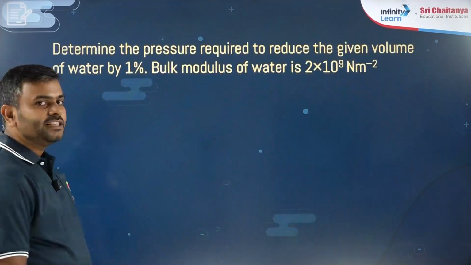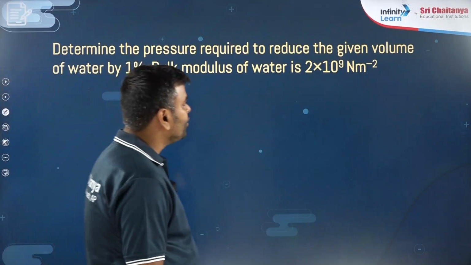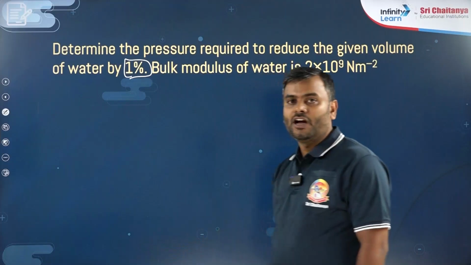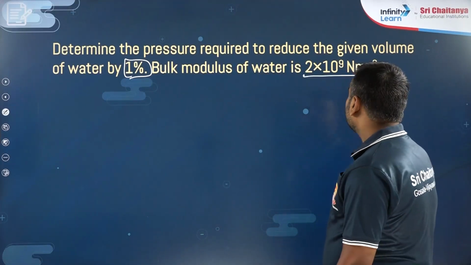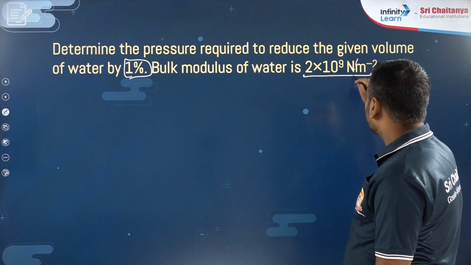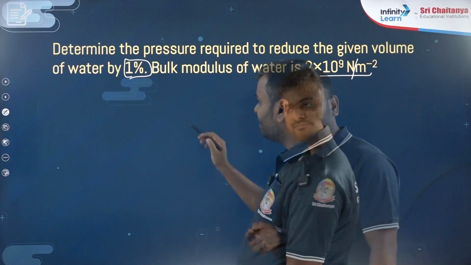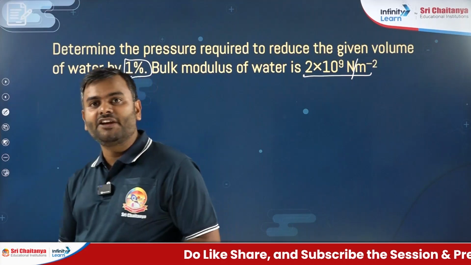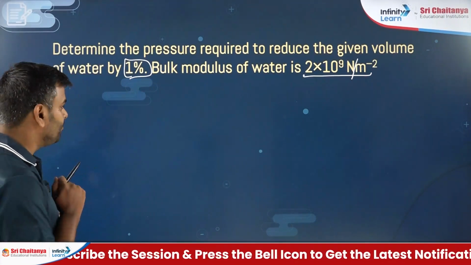Now you can see that this particular question is a very simple question. Determine the pressure required to reduce the given volume of water by 1%. Bulk modulus of water is given as 2 into 10 to the power 9 Newton per meter square. So now in this particular situation, they are asking us to calculate the pressure which we have to apply in order to reduce the volume by 1%.